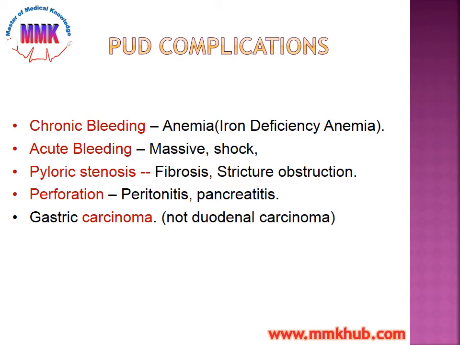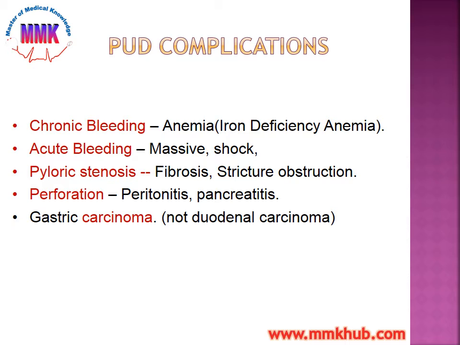Complications of the peptic ulcer disease. Peptic ulcer disease can lead to chronic bleeding, which can result in anemia, and the type of anemia in this case will be iron deficiency anemia due to the bleeding. There can be acute bleeding, which can lead to shock if it is massive in nature. It can lead to pyloric stenosis due to the fibrosis and stricture formation, which lead to obstruction.